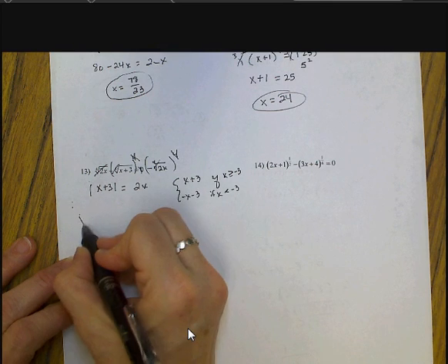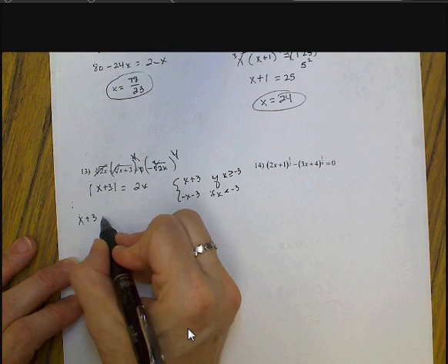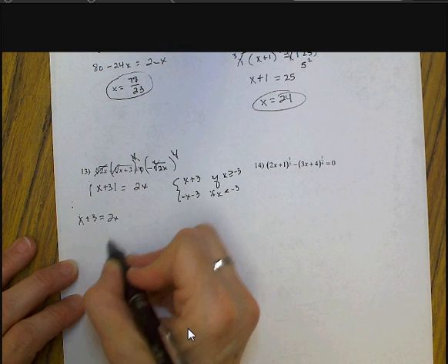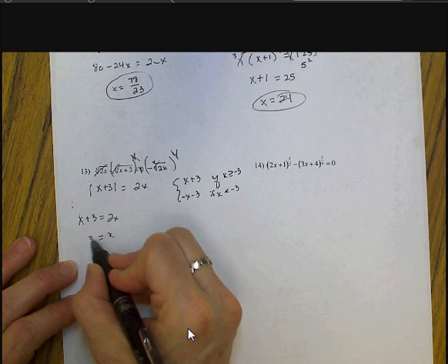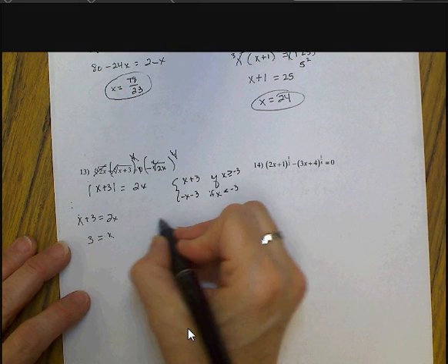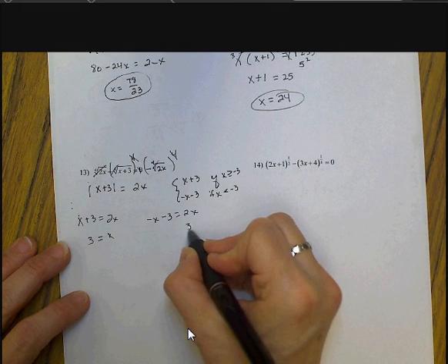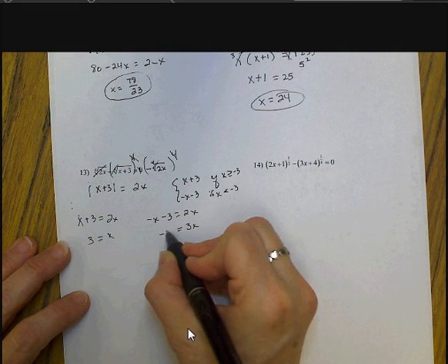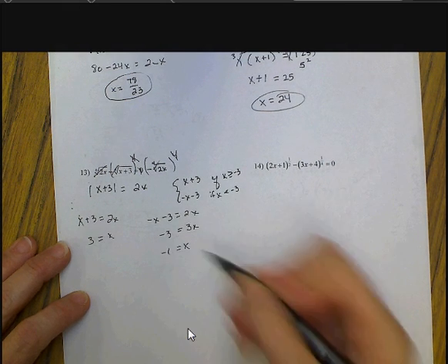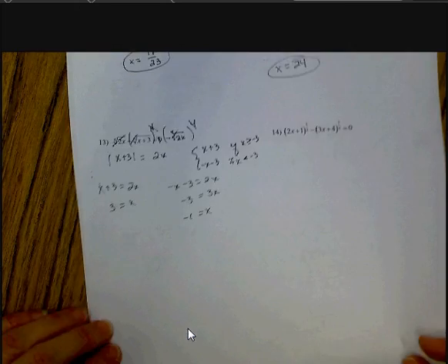And so we'll have x plus 3 equals 2x. Well, that's x equals 3. We'll come back and check that. And negative x minus 3 is 2x, so we'll get 3x equals negative 3. We get negative 1. We need to check both of these.